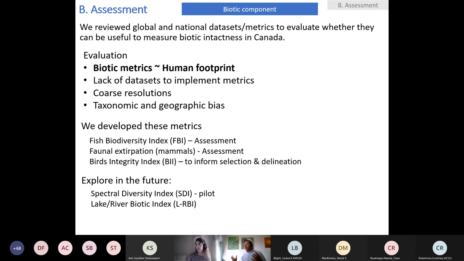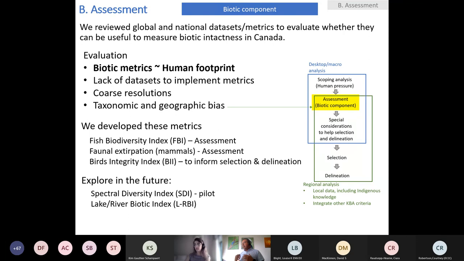We also explored some metrics like the spectral diversity index. We did a pilot project in Quebec, but it's going to take more time in order to do some kind of natural metric. Then the freshwater team just proposed a lake and river biotic index, and it's going to be a challenge. It's collecting data from the provinces in order to have some kind of national indices.